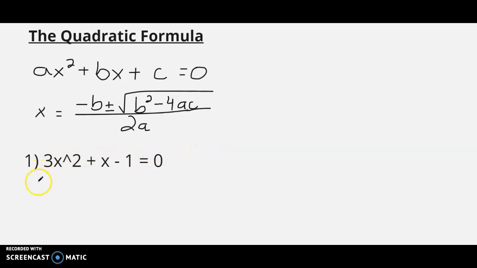So let's see this in action. For number 1: 3x squared plus x minus 1. It doesn't show a 1, but it's right here. There is a 1. So our a is 3, our b is 1, and our c is negative 1.